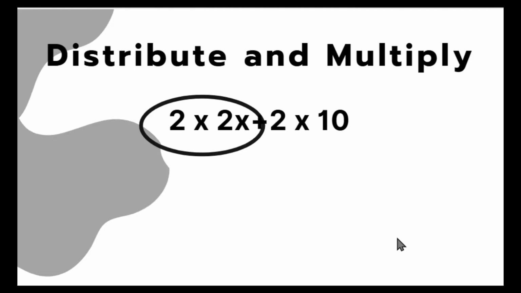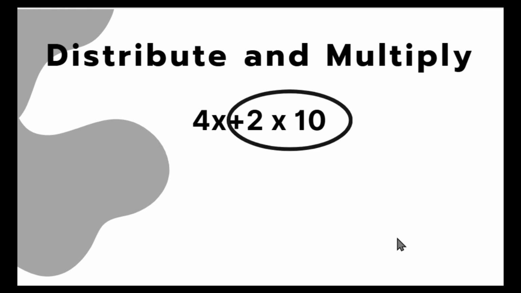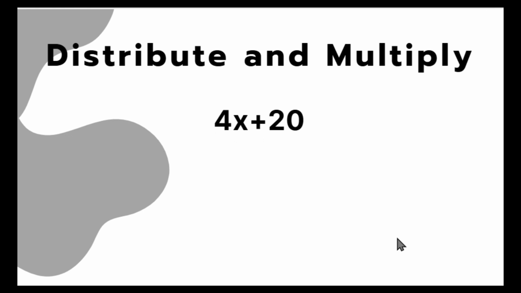First, we can distribute the 2 to the 2x, which will equal 4x. Next, we distribute the 2 to the 10. After simplifying the area using the distributive property, we get 4x plus 20. We will replace 2 times (2x plus 10) with 4x plus 20 in the equation.